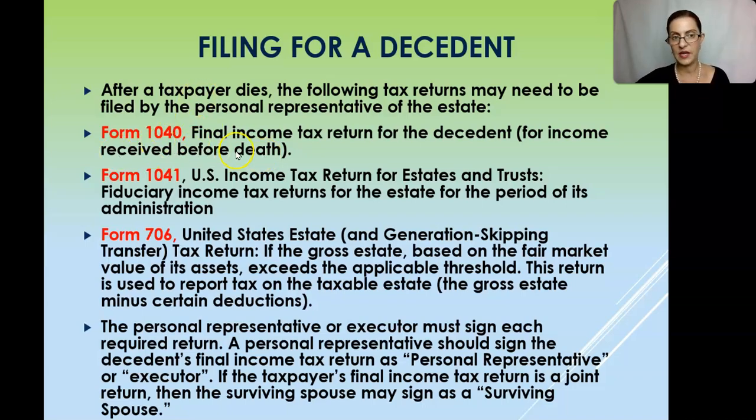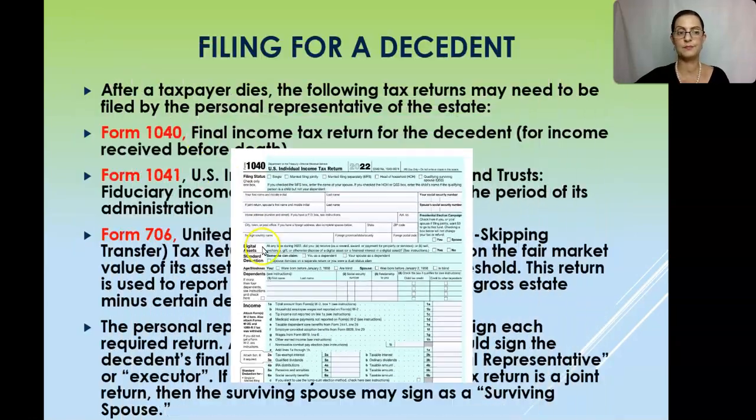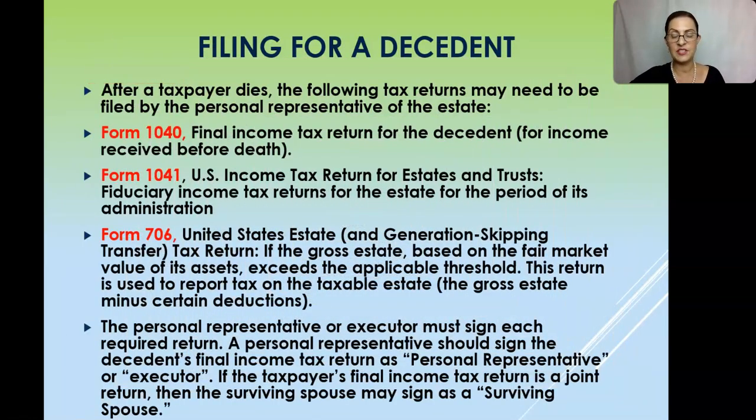So the Form 1040 is the final income tax return for the decedent, for income the decedent earned or received before their death. The Form 1041 is the U.S. income tax return for estates and trusts. This is a fiduciary income tax return for the estate for the period of its administration. This Form 1041 reports the income that's coming into the estate during its period of administration.